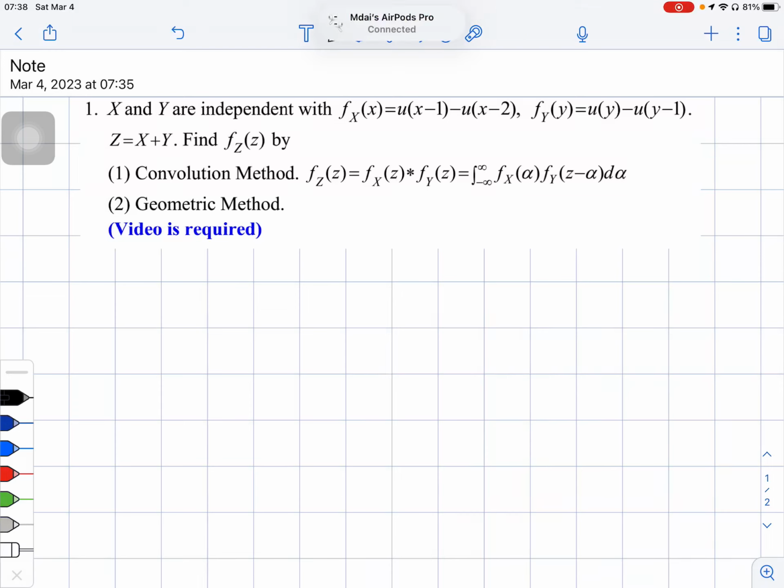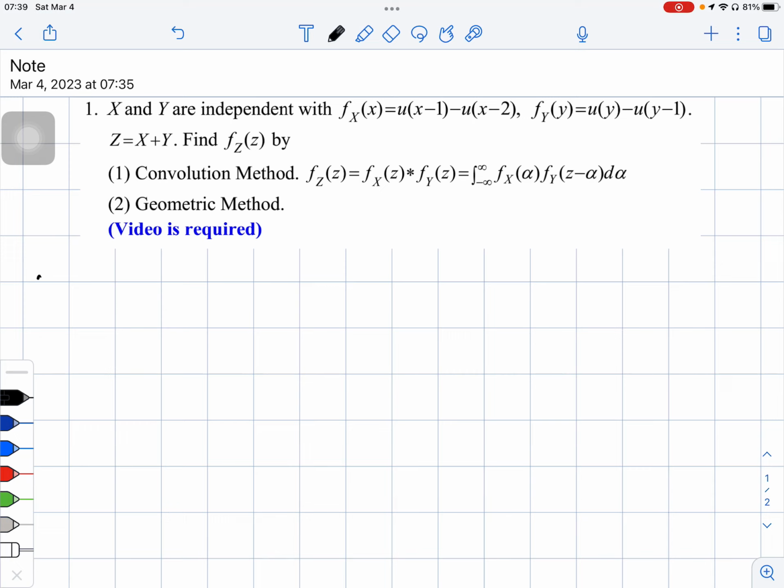Hello everyone, now I'm going to talk about problem 1 for homework 5. I'm going to use two methods to calculate the value of Fz. First, I use the convolution method.